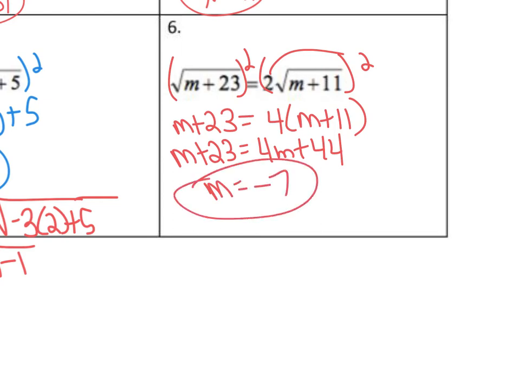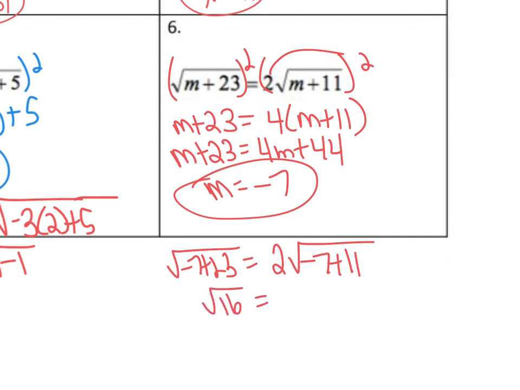Okay, so when I go back and put those in, I get the square root of negative 7 plus 23 equals 2 times the square root of negative 7 plus 11. And I get the square root of 16 equals 2 times the square root of 4, which is 4, equals 2 times 2, which is 4. So it checks when we're done.